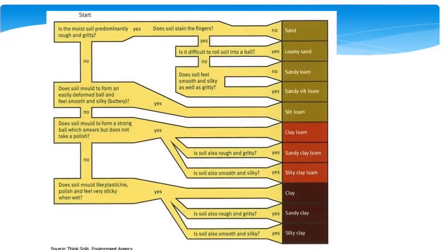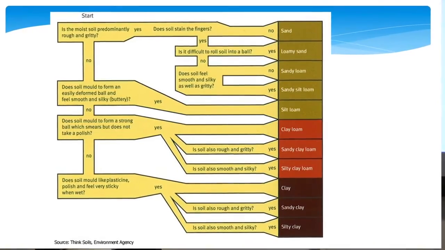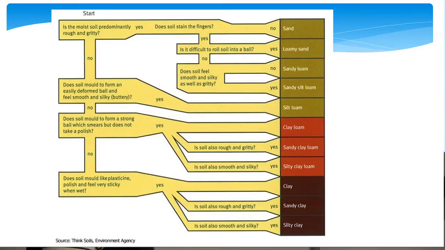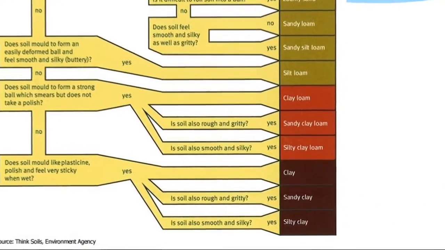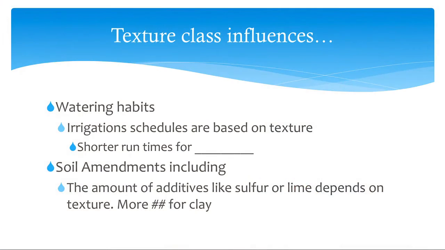Now, the operative word in all of these is usually the last word in it. So these are really types of sand, sand and loamy sand. These are types of loam. Okay, so these are all halfway decent. And then these are all types of clay. This is your very fine soils that are going to cause you some consternation, probably. So when we figure out our texture class, then we can make some inferences about watering habits, irrigation schedules, and then, again, the amount or type of soil amendments that we might need to add to it.